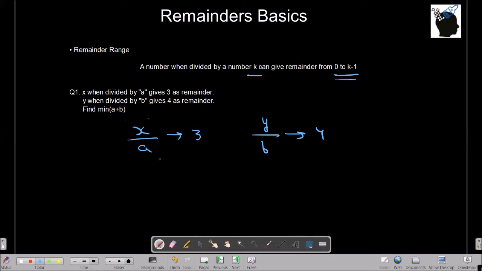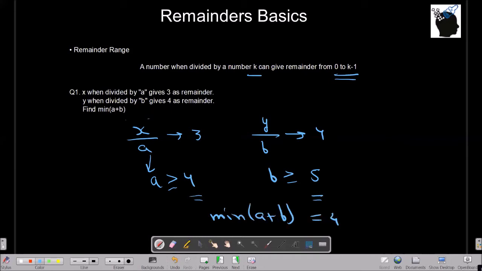Now I know when I'm trying to divide x by a, it is giving me 3 as remainder. That means a has to be some number greater than 3 first of all. So I have a is greater than or equal to 4. Similarly, y when divided by b gives us 4 as remainder. That means b has to be greater than or equal to 5. Now since we have to find the minimum value of a plus b, we will take the minimum value of a and minimum value of b. That will give us the minimum value of a plus b as 4 plus 5, which is nothing but 9.